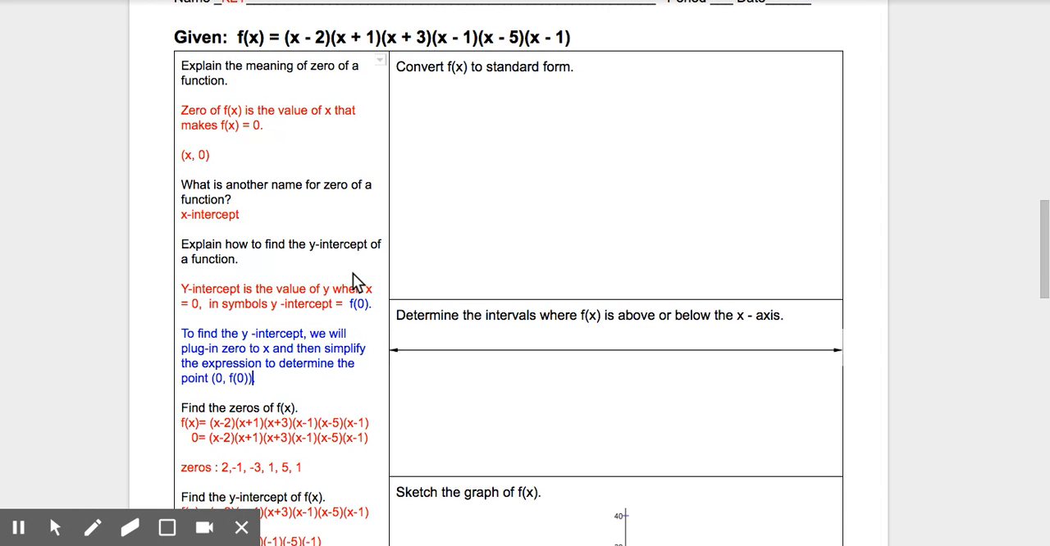Now let's explain how to find the y-intercept of a function. Y-intercept is the value of y when x is equal to 0. In symbols, y-intercept is equal to f of 0. So to find the y-intercept, we will plug in 0 to x and then simplify the expression to determine the point (0, f of 0).